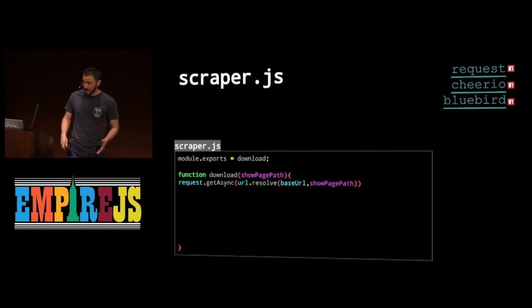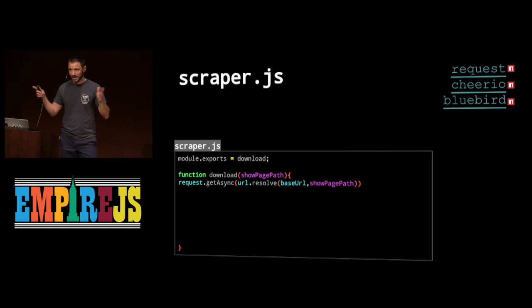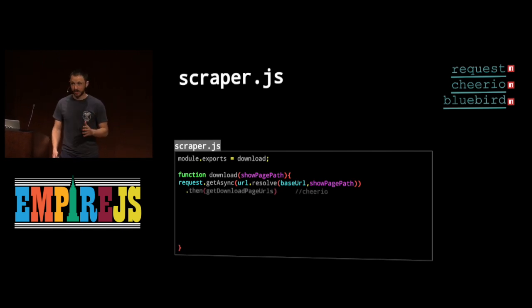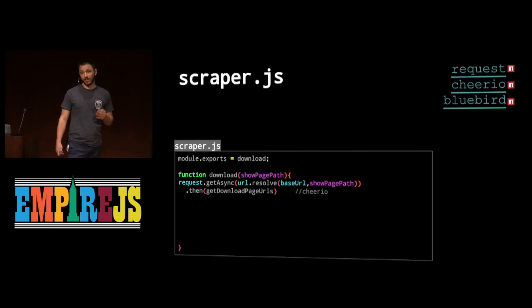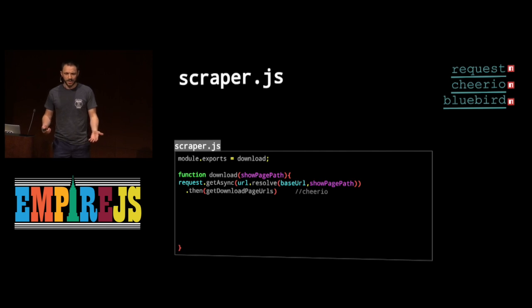We've had some other mentions of promises here. I think people probably are familiar with promises. If you're not, it just means that instead of putting callbacks into asynchronous operations, you can call it and then say, then do something else. So once that show page comes back with a listing, we want to get the download page URLs, the detail pages. And we're going to do that using a library called Cheerio, which works like jQuery in Node. So it makes it very easy if you know how to use jQuery.